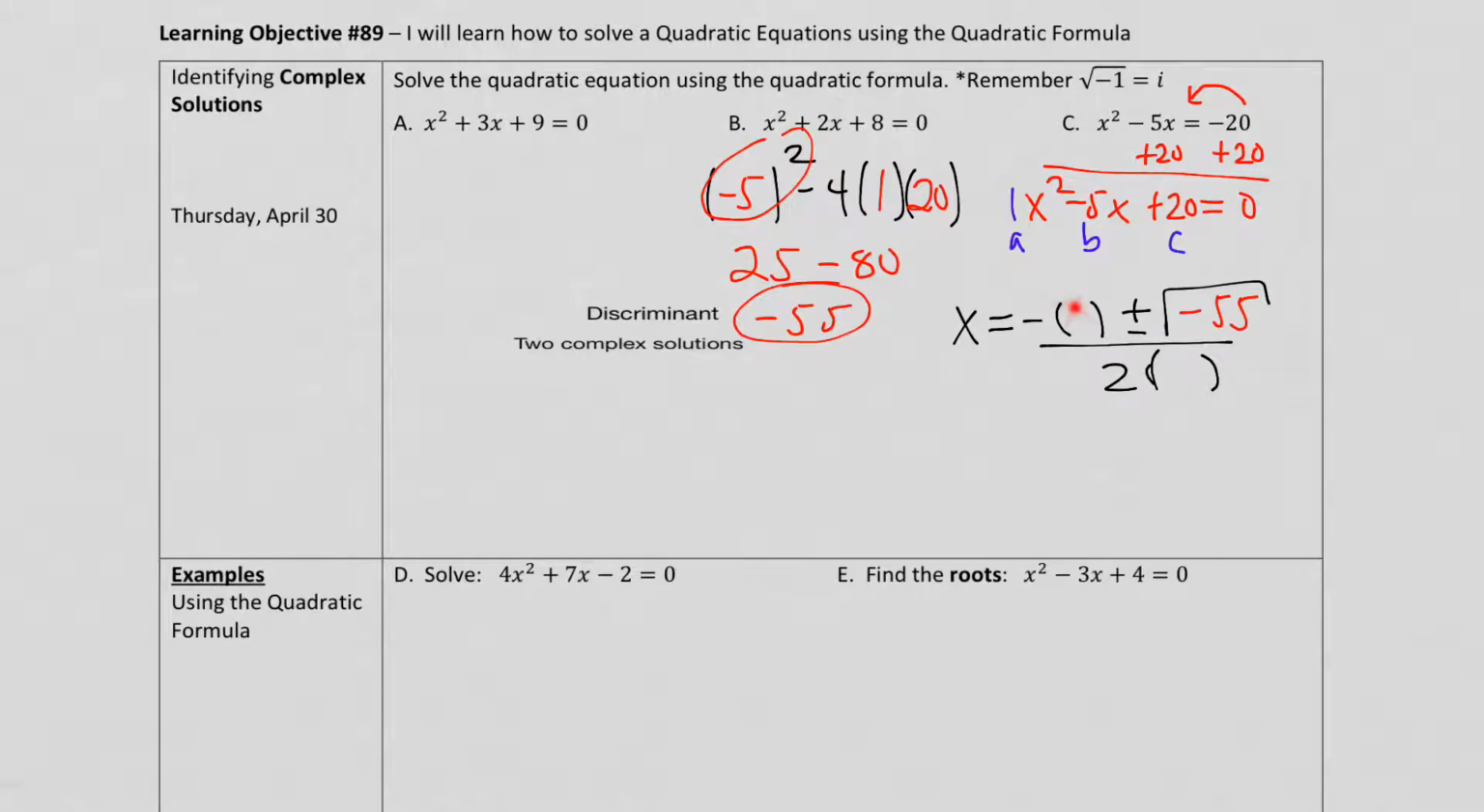And then it's negative b, and b here is a negative 5, so I put a negative 5 in there. So I get a negative 5 in this case. And then all over 2 times a, a being 1, so 1 drops into that parentheses. So now negative times a negative is a positive 5. So I get 5 plus or minus, and then 55 can't simplify, but this negative will kick out as an i. Again, that's today's lesson. So I get an i out of that. The 55 stays in, all over, again, 2 times 1 is 2.